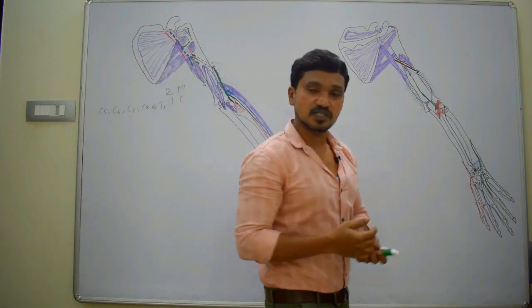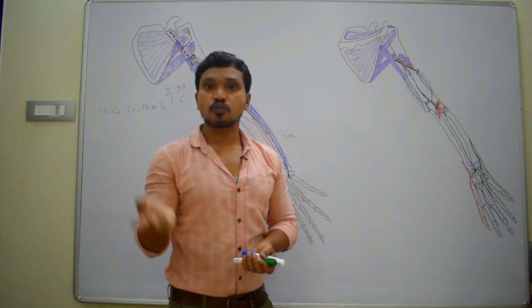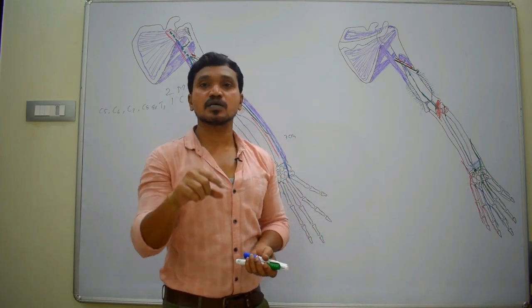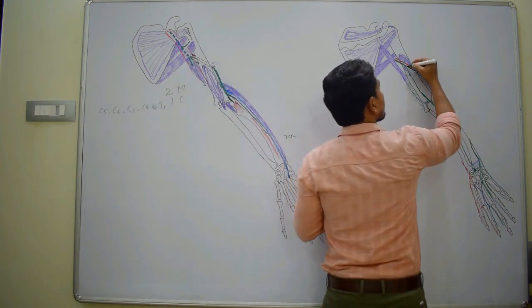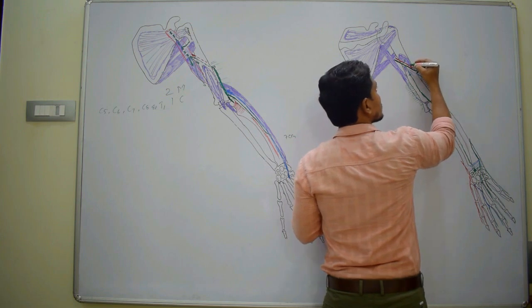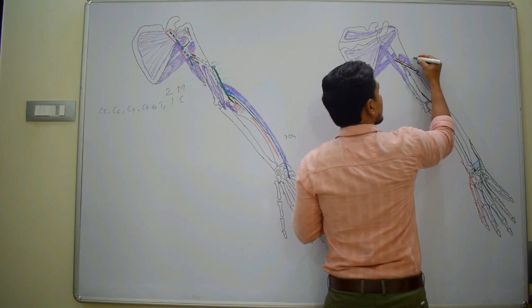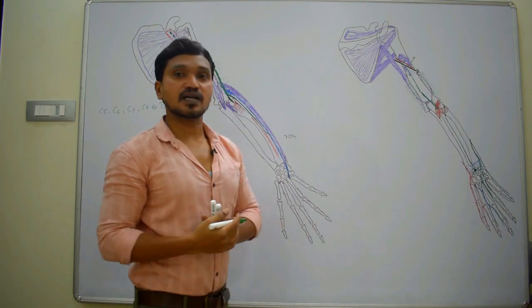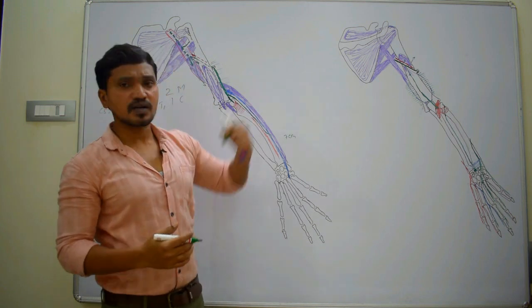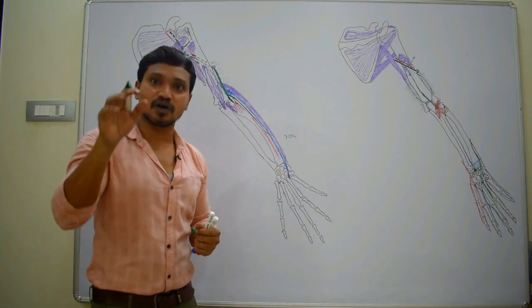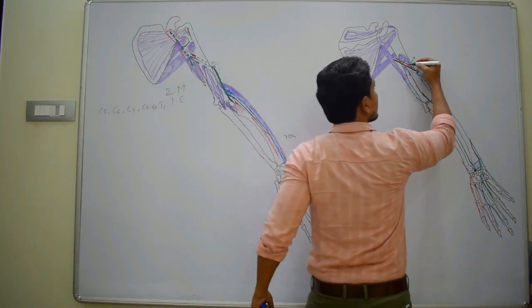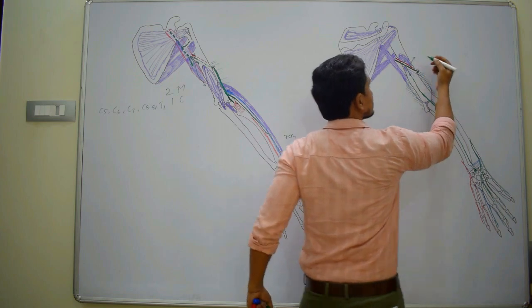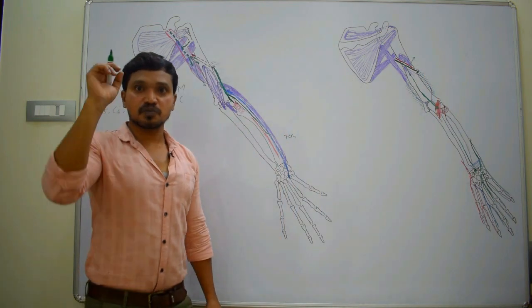Then there are cutaneous branches also, two of them. One is the posterior cutaneous nerve of the forearm, another is the lower lateral cutaneous nerve of the arm. The lower lateral cutaneous nerve of the arm pierces the lateral head and supplies the lower part and lateral aspect of the arm. What about the upper part and lateral aspect? The upper lateral cutaneous nerve of the arm is a branch of the axillary nerve. Here, the lower lateral cutaneous nerve of the arm is branched from the radial nerve in the spiral groove.